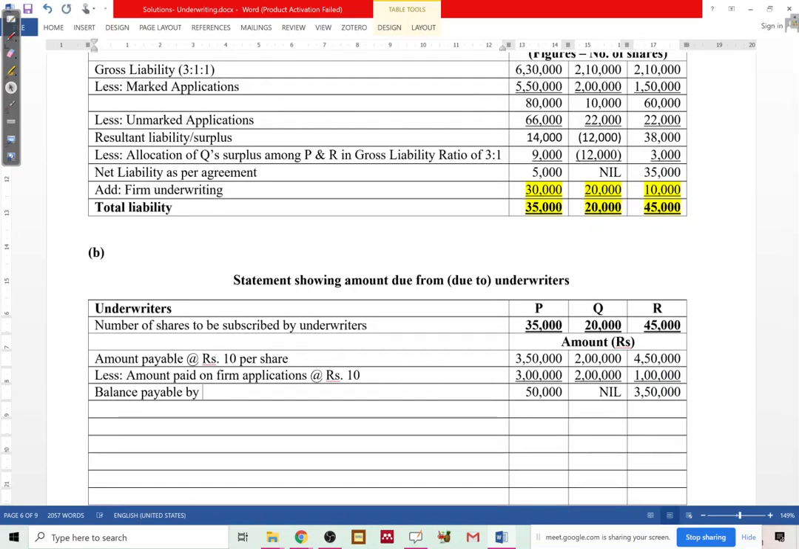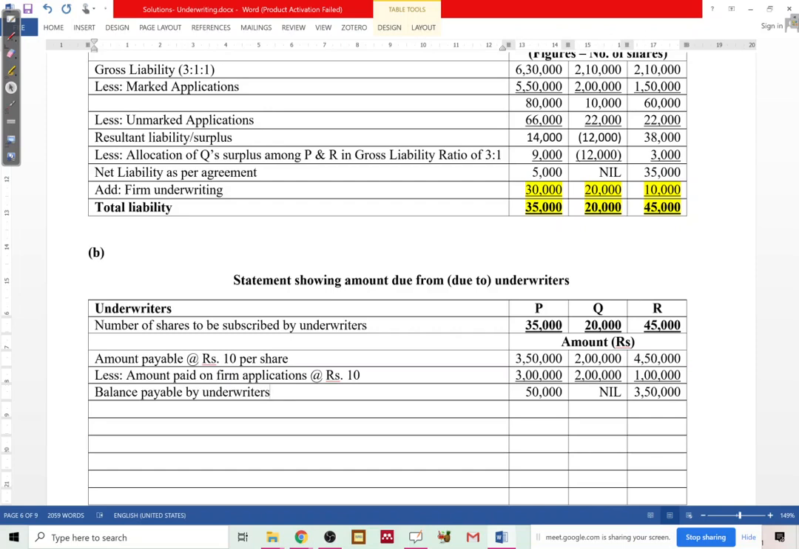Again I will write by underwriters. This by and to is very important. Whether the amount is to be paid to the underwriters or amount is to be received from the underwriters is very important. So balance payable by underwriters to the company is this much. Only 2 underwriters have a liability at this point.